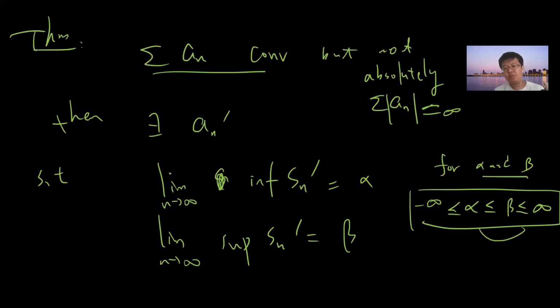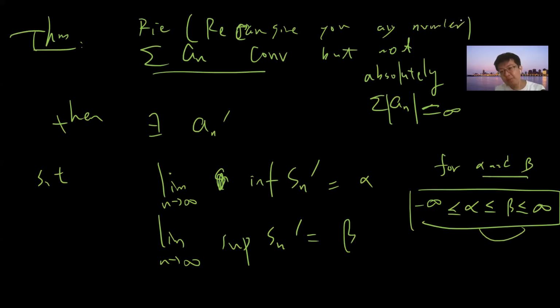So basically, this theorem just says that if you give me any number, then I can make this sequence converge to any number you want. Whether it diverges or converges, if it diverges, then it's fine, I can pick the divergence. If you give me any number, then I can rearrange it to make it converge to that number. So this is Riemann's theorem. So basically, what I'm saying is that the rearrangement can give you any number, can make the sequence converge to any number. Okay.